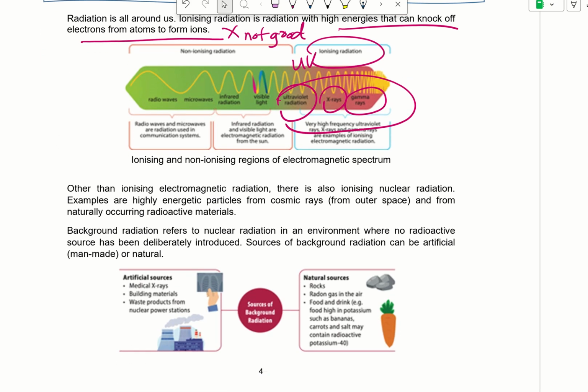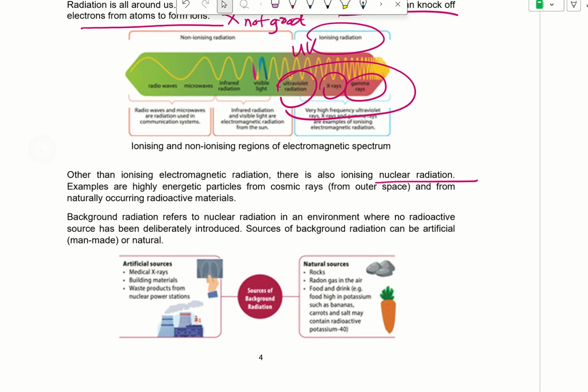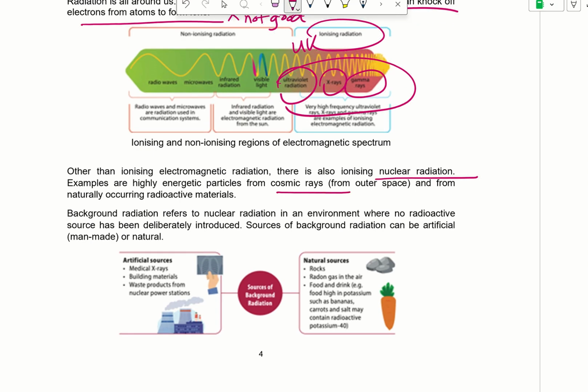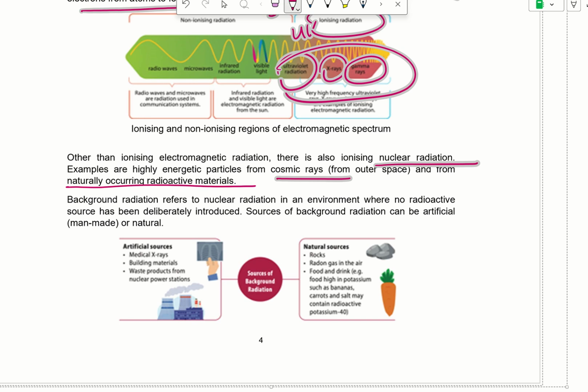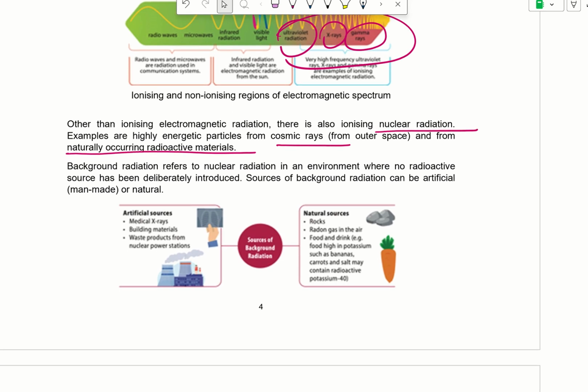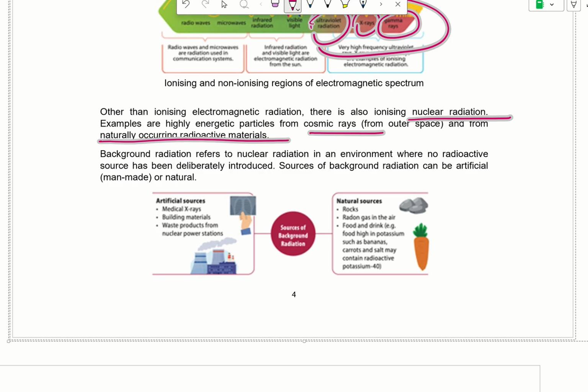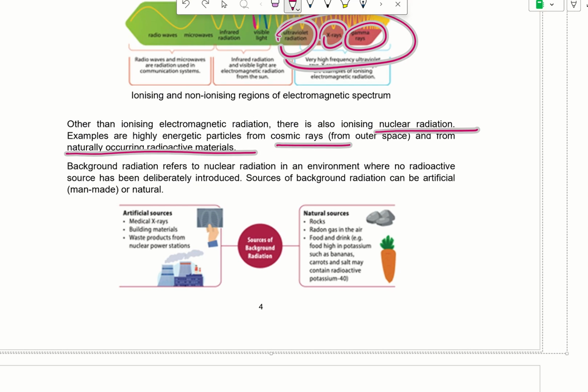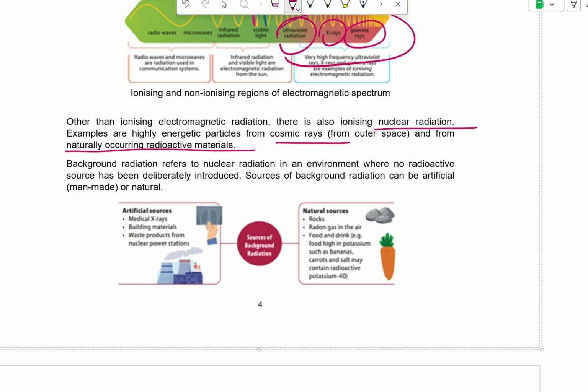There are also other ionizing nuclear radiation. Some are from cosmic rays from outer space, and some are from naturally occurring radioactive materials. So what is background radiation? It refers to nuclear radiation in an environment where no radioactive source has been deliberately introduced. That means I don't bring plutonium or some other radioactive source. I'm just in a normal environment like my living room, and there will still be some background radiation. It can be either artificial or natural.